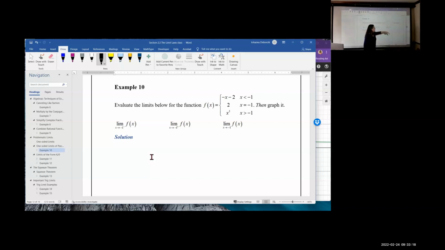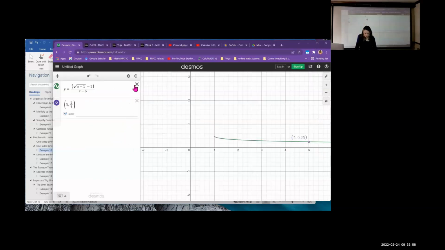So for x less than -1, use -x minus 2. When x is -1, use 2. When x is greater than -1, use x cubed. All right. Now, what does a piecewise defined function look like? Is it a function? That's a dumb question. It's called a piecewise defined function. It has to be a function. That means it passes the vertical line test. So I'm going to show you how to graph this on Desmos. There's more than one way, but this is one way. So -x minus 2.